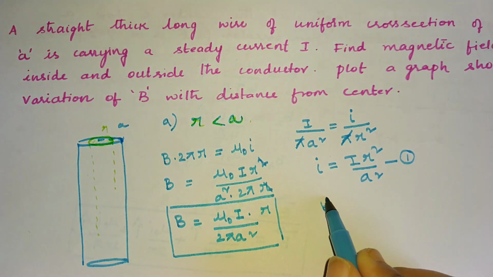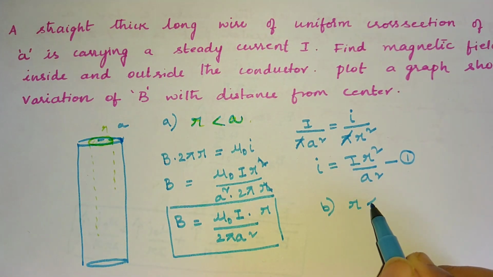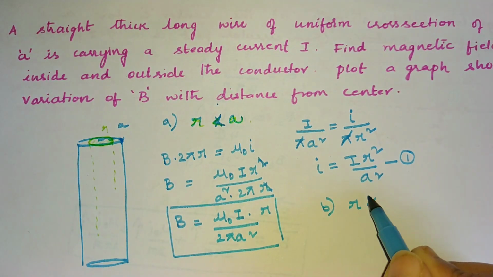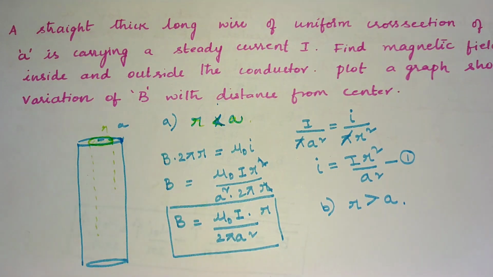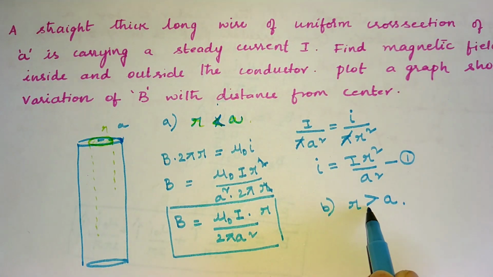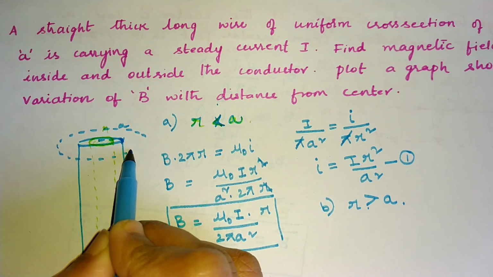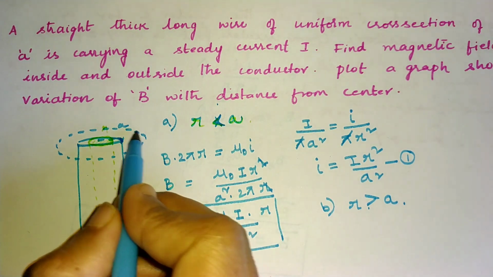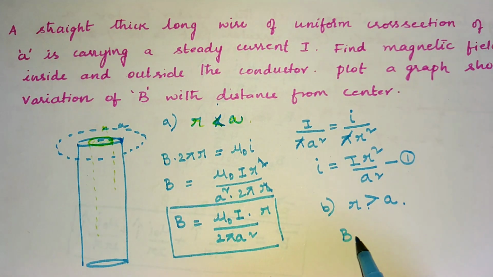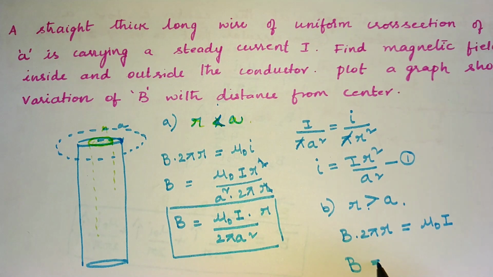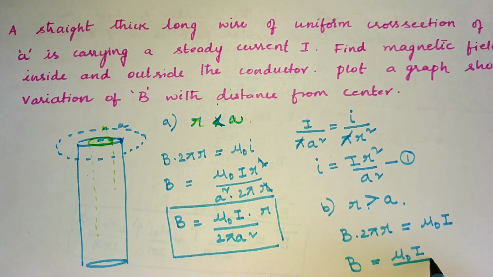Now this is for r less than a. For r greater than a, okay, now for a distance r greater than a, that means you are outside the conductor. If I construct an Amperian loop, it is enclosing the whole current. Since the complete current is enclosed, we know B into 2 pi r, by Ampere's law, is mu naught times the total current I. So what should be the magnetic field outside the conductor? Mu naught I divided by 2 pi r.